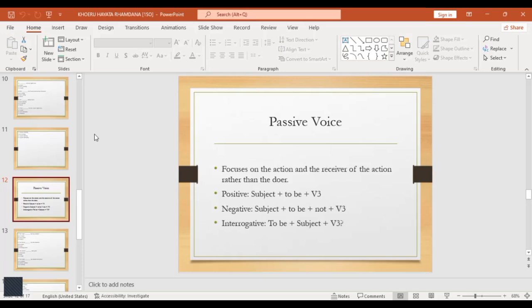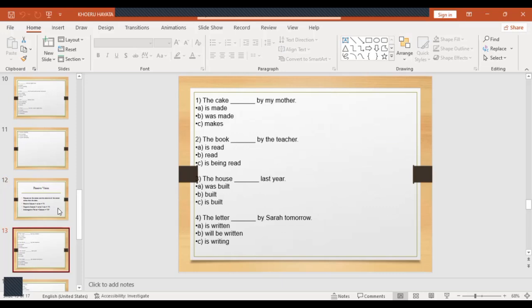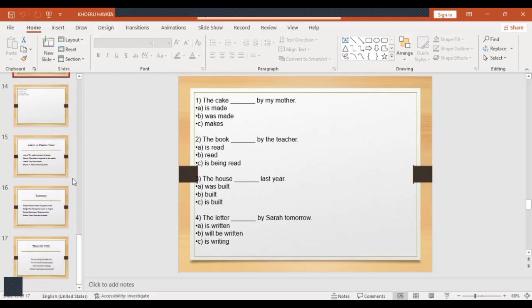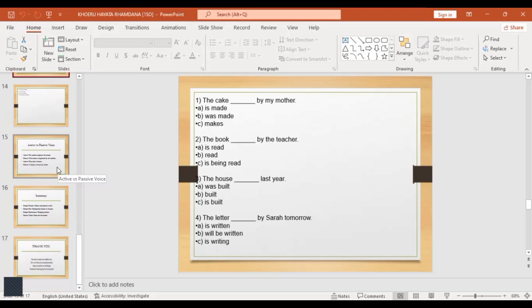Okay, we will enter the question session and I will give you 1 minute to answer the question. Time up. Okay, let's see if your answer is correct.